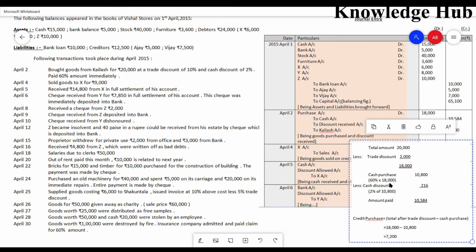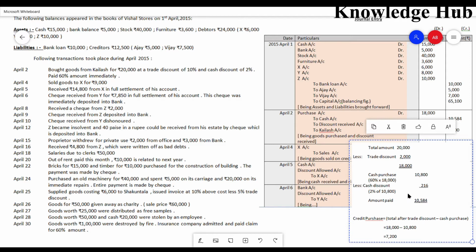60% on 18,000 is an amount of rupees 10,800. Now we are ready to deduct an amount of 2%, that is the cash discount, from my cash purchases. I have deducted cash discount 2% of 10,800, which was my total amount of cash purchase. The amount stands at 216. Now my balance stands at 10,800 minus 216 rupees. My total amount now stands at 10,584. Now, this is the total amount I have paid. This is the calculation for 60% of my cash purchase.